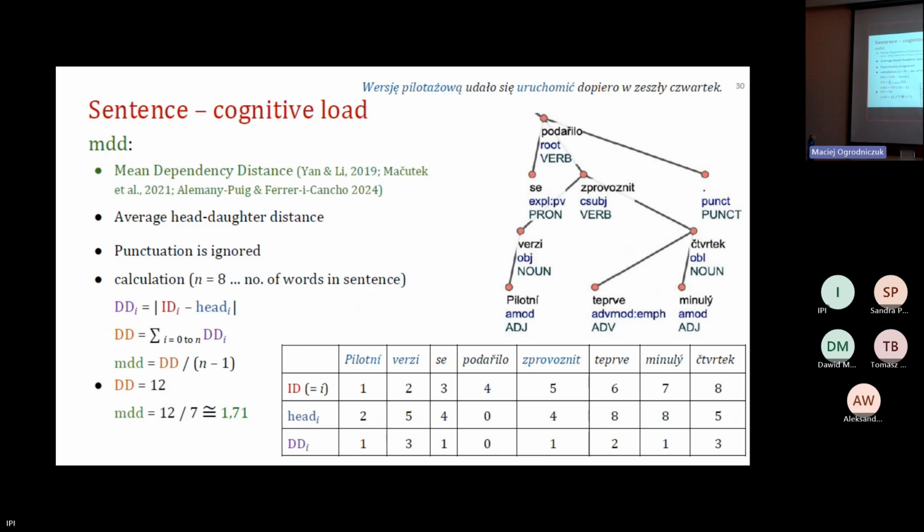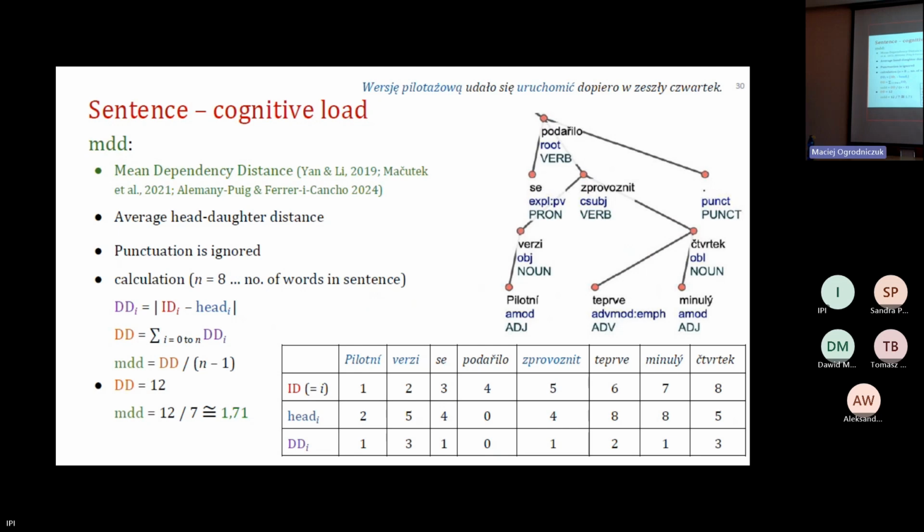These are the numbers of words within the sentence. These are the pointers to the head of the relevant word, and this is the distance between. If you subtract one from the other, you get this number, in absolute value. You add it together and divide it by the number of dependencies, not words. This is always -1 because the root has nothing on top of it.